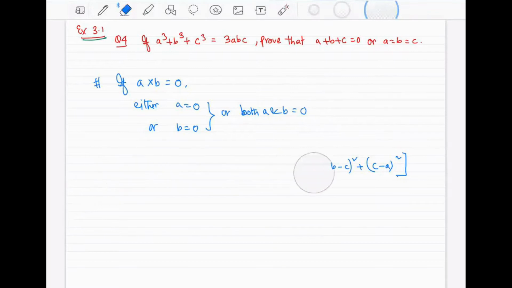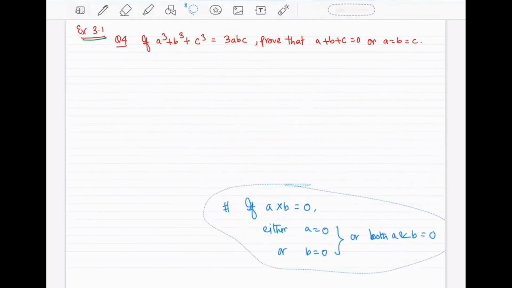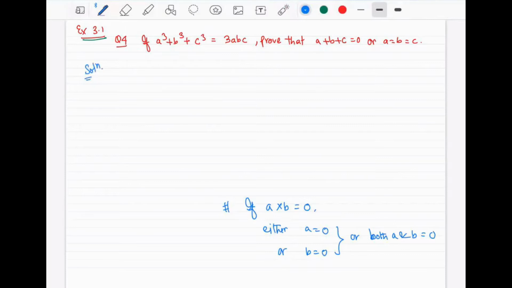Okay, now I'm rubbing this off. I'm just keeping this portion on the side so that you will have time to copy. Right down here, you copy this while I'm teaching this, okay? Now look at this. What is given? When we come to the solution, the given part is A cube plus B cube plus C cube is equal to 3ABC. I'm bringing the 3ABC to the left hand side.